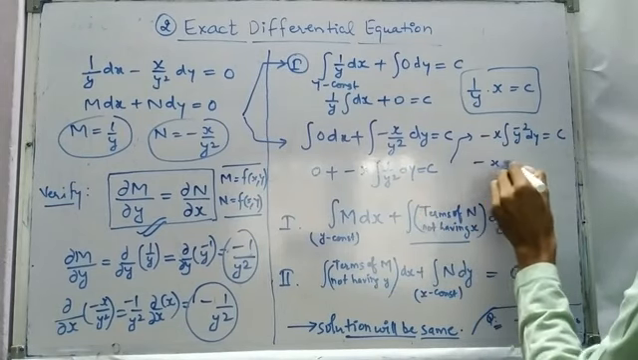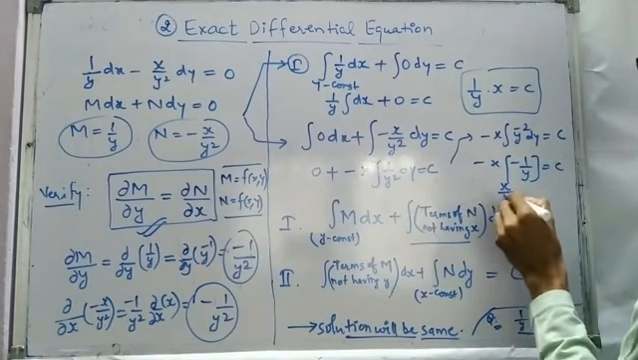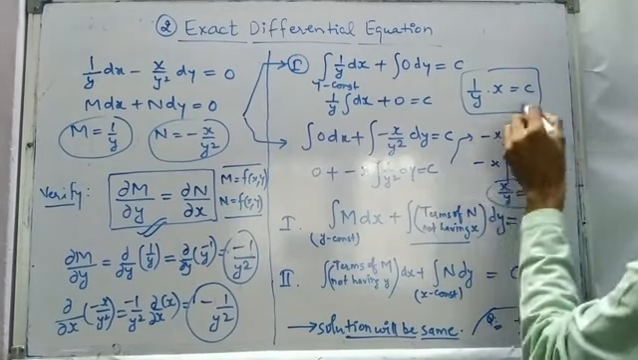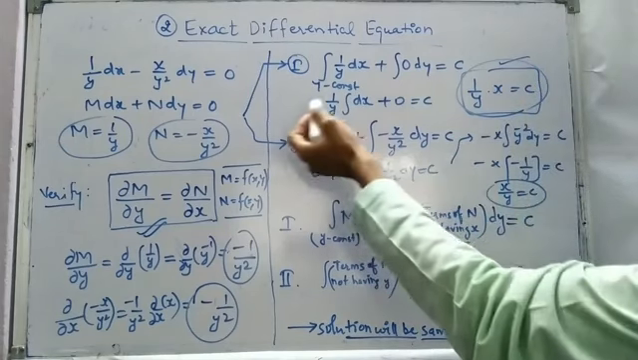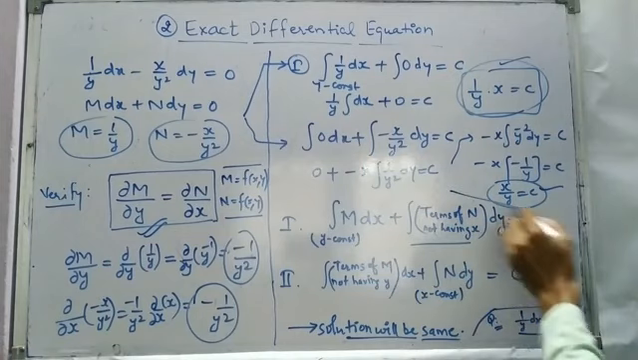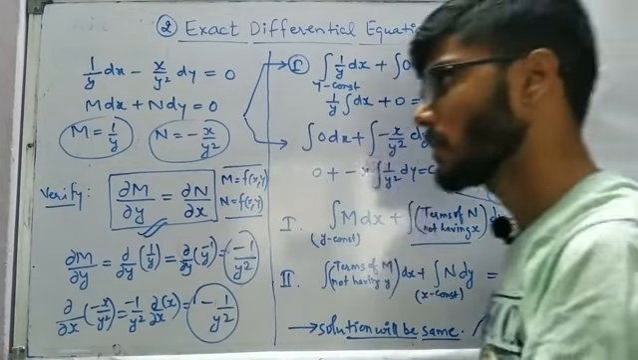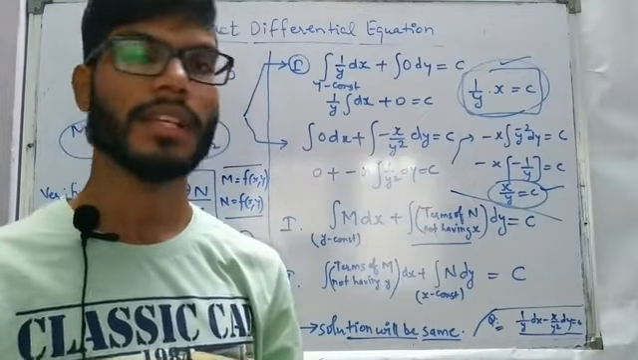So minus x into minus 1 upon y is equal to c. So again x upon y is equal to c. As we can see, x upon y is equal to c is the output of procedure number 1, and then x upon y is equal to c is the answer from step number 2. So if we follow any of these steps, we are going to end with the same answer.